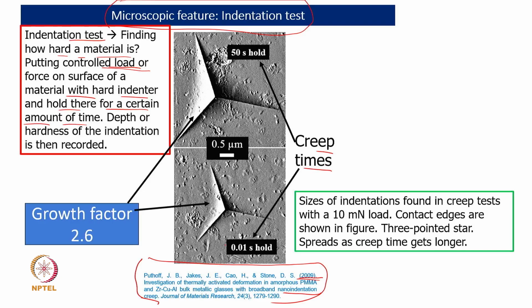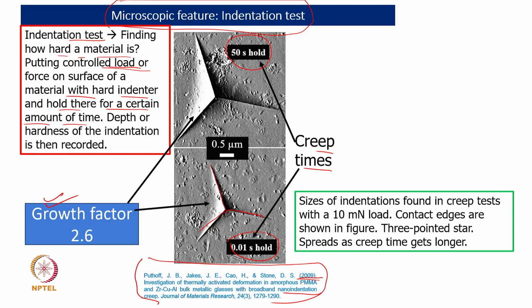If the indenter is held under load for only 0.01 second, they found some sort of star, you can see the star mark here. Now, if instead of 0.01 second they hold for 50 seconds, you can see that there is a growth, and the growth is 2.6 times. The star mark will be much bigger in size, and that indicates that the creep behavior can be derived from this.